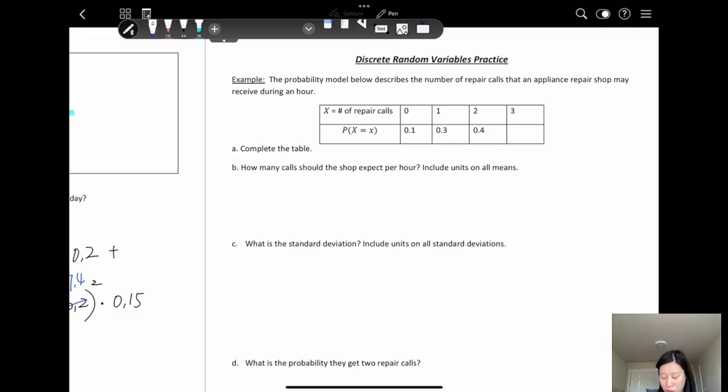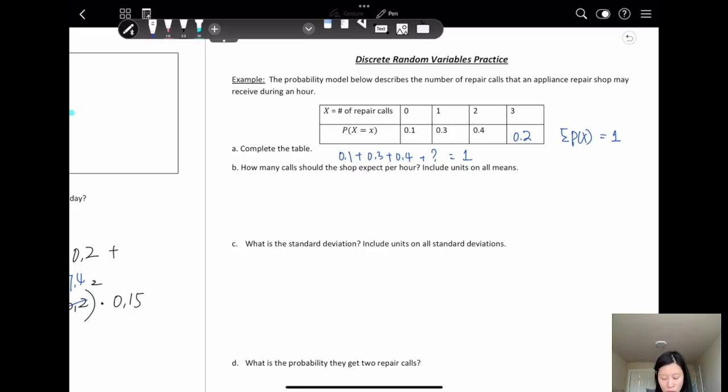So remember, the sum of all the probabilities should equal 1. So that means we should have 0.1 plus 0.3 plus 0.4 plus whatever that number is equals 1. So we calculate that by subtracting 0.1, 0.3, and 0.4 on both sides. So we have 0.2. So the probability of receiving 3 calls equals 0.2, which is 20%.